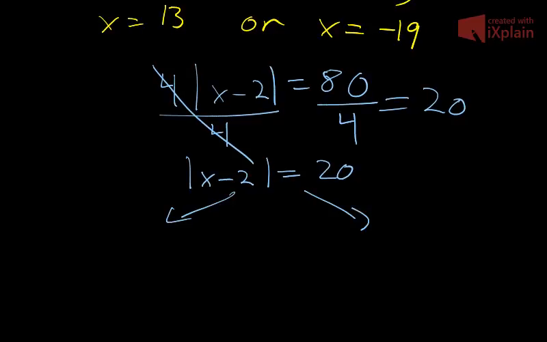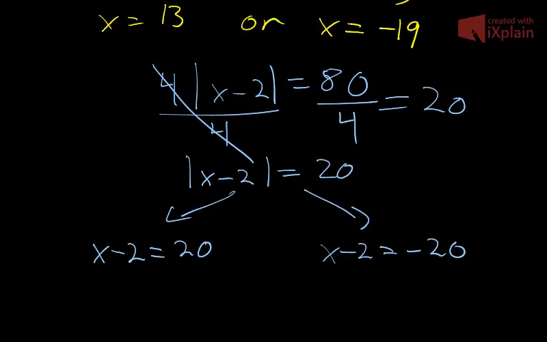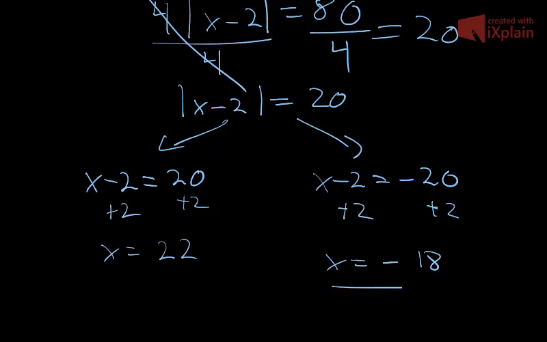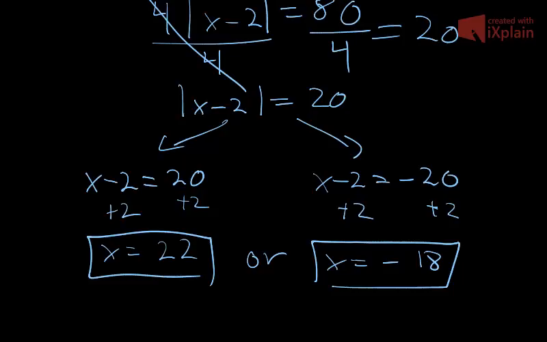The first one, I just ignore the absolute value. So I get x minus 2 equals 20. That would work. On the other one, I'm going to negate the other side. So I have x minus 2 equals negative 20. And now I solve for x, pretty easy, add 2 to both sides, and I get x equals 22 over here. And on this side, I have x equals negative 18. And both of these would be my answers.